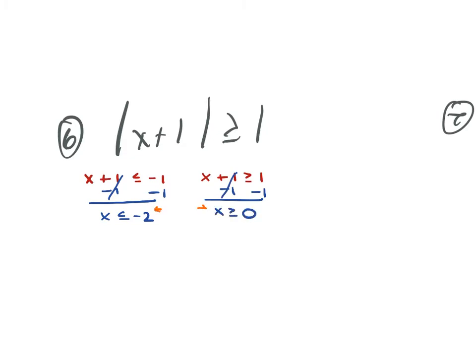Those two signs point away from each other. So again, we have an or statement. So we're going to have from negative infinity up to negative 2, including the 2, with a union of 0, including the 0, to positive infinity.